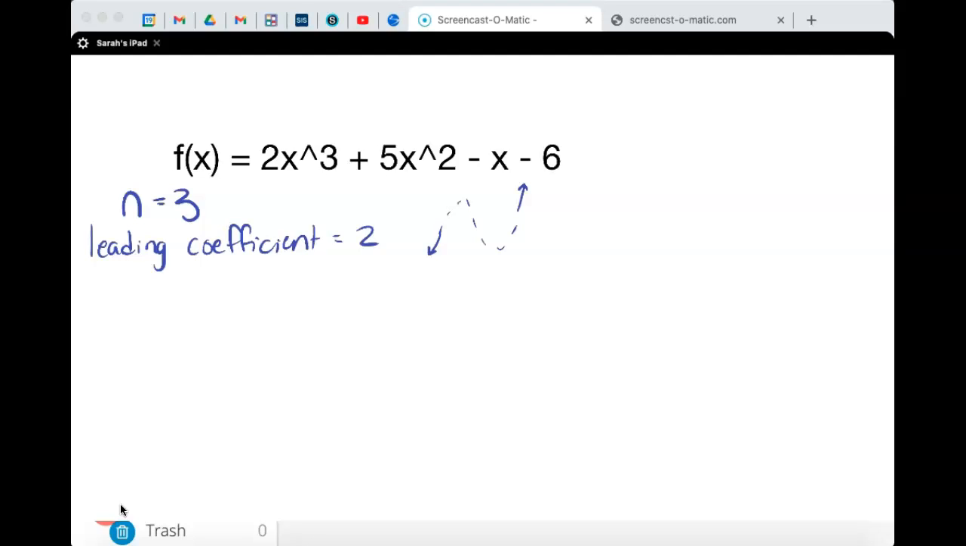Writing in factored form is going to be interesting. Unfortunately, we can't just cut it in half and factor by grouping. That'd be kind of nice. So we're going to do the rational zeros test, find one that works and factor it.